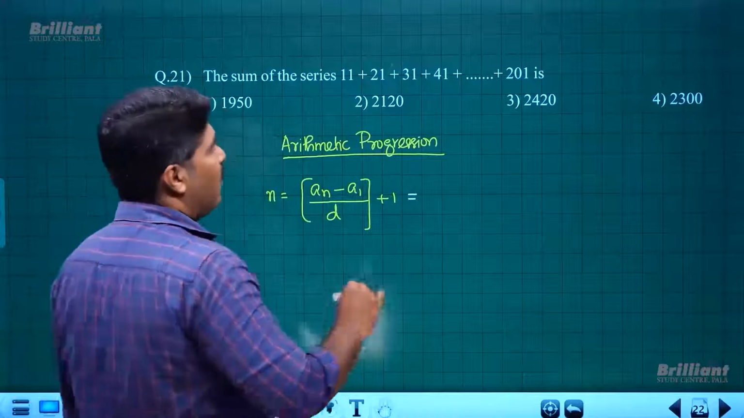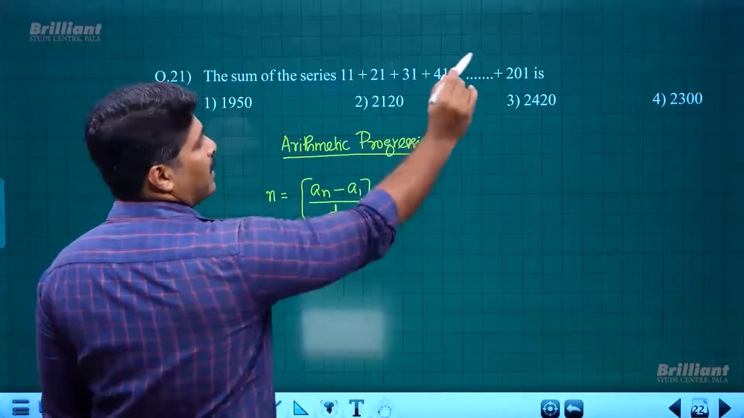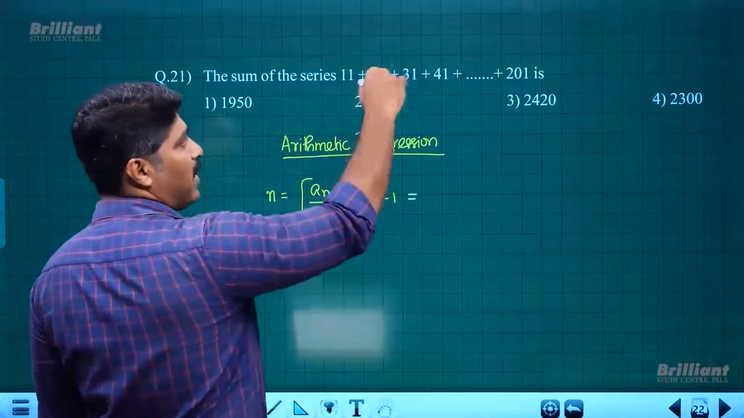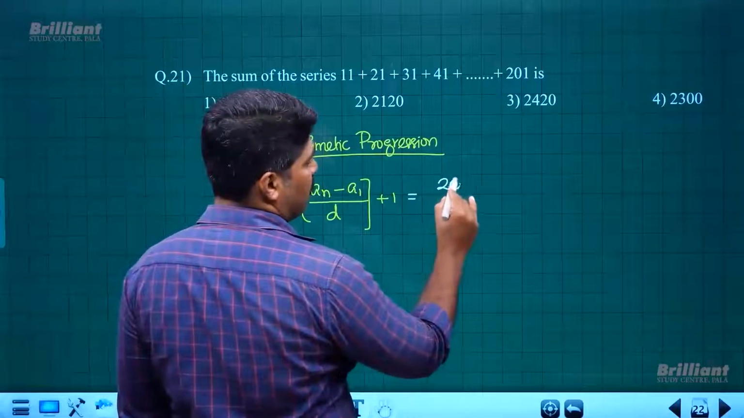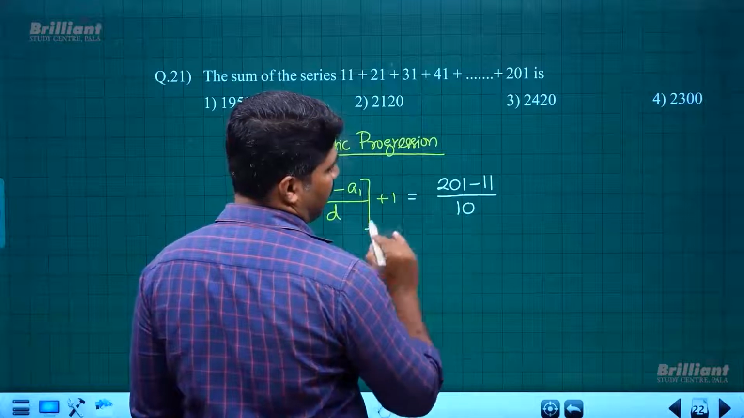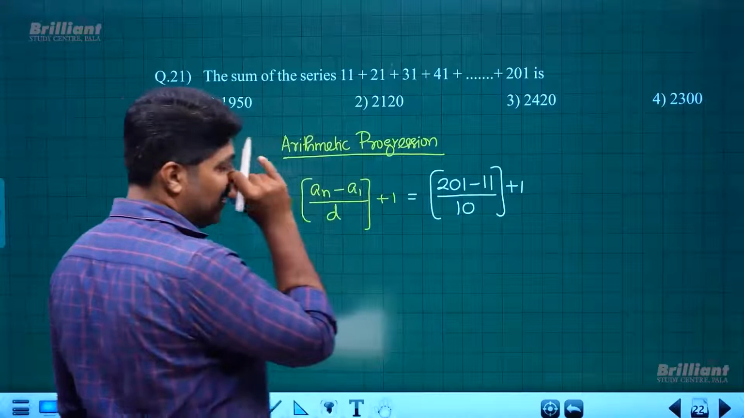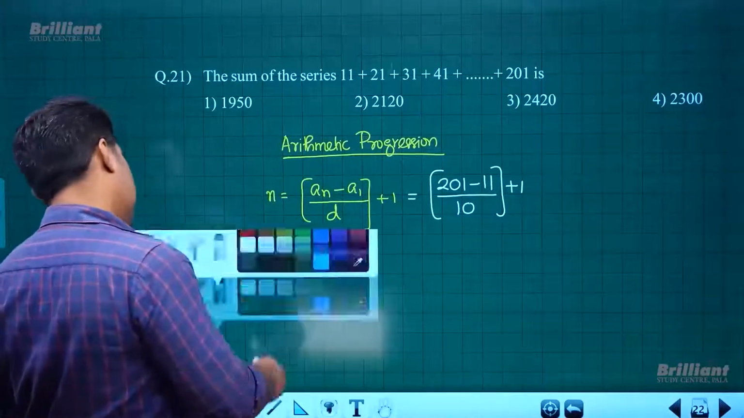Here, what is the first term? Here the first term is 11 and the last term is 201. And what is the common difference here? Here it's 10 more, right? So therefore we can directly write this is 201 minus 11 divided by common difference 10, plus 1. Correct.